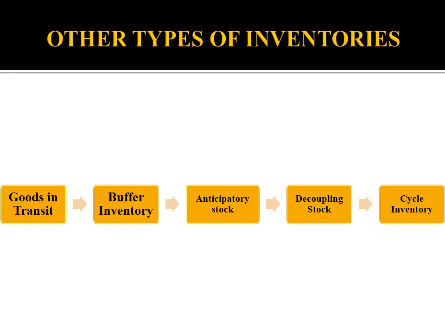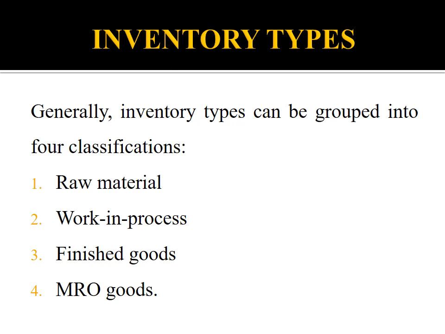And next is decoupling inventory. The work in progress inventories are decoupling inventories. Example, stock of input for all machines. And the last one, cycle inventory. This is the type of inventory accumulated due to ordering in lots or in size to avoid carrying the cost of inventory. That is known as cycle inventory.